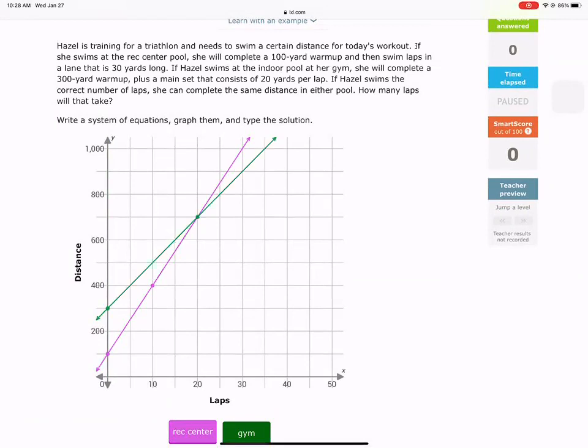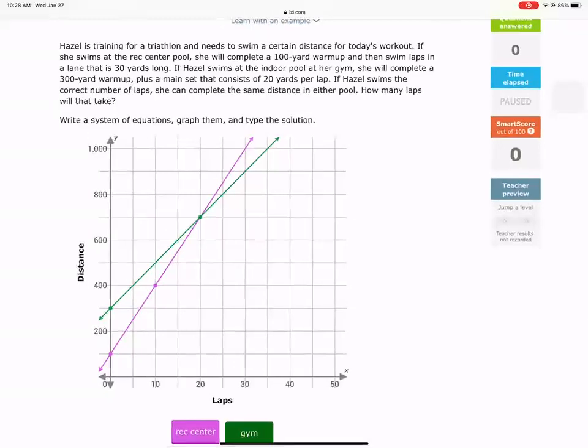They meet right here at 20 over, at 700 distance and laps of 20. So 20 laps will give them 700. So if she did 20 laps at either pool, it would give her the same distance overall. So it doesn't matter which one she goes into.